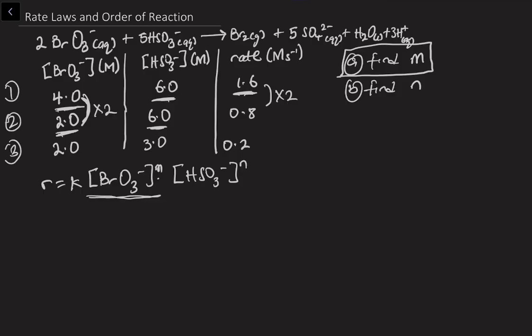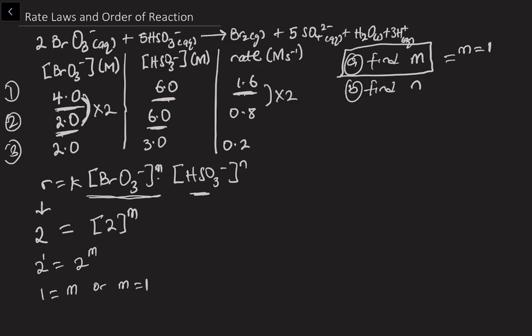So coming back to this equation, the rate changed by a factor of 2, right? We can ignore K in this case. We're just focusing on BrO3 minus. We did not change HSO3 minus, so we just ignore that. And then this changed by a factor of 2 to the power M. So we have 2 is equals to 2 to the power M, right? They have the same base. This is same thing as 2 to the power 1. So 1 is equals to M, or M is equals to 1. So we can come here and say M is equals to 1.